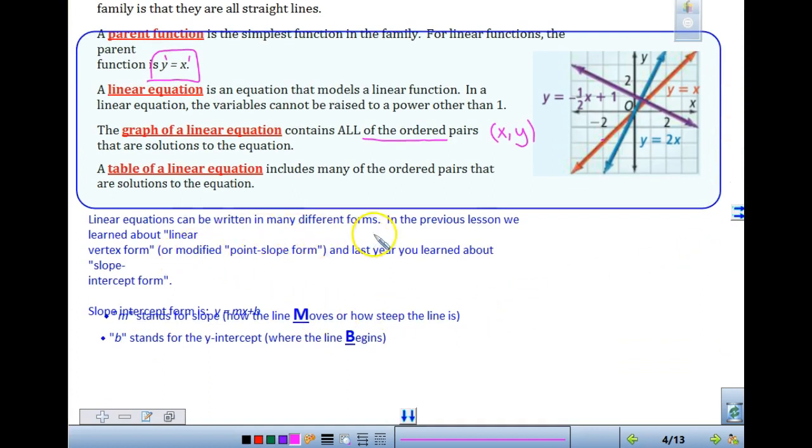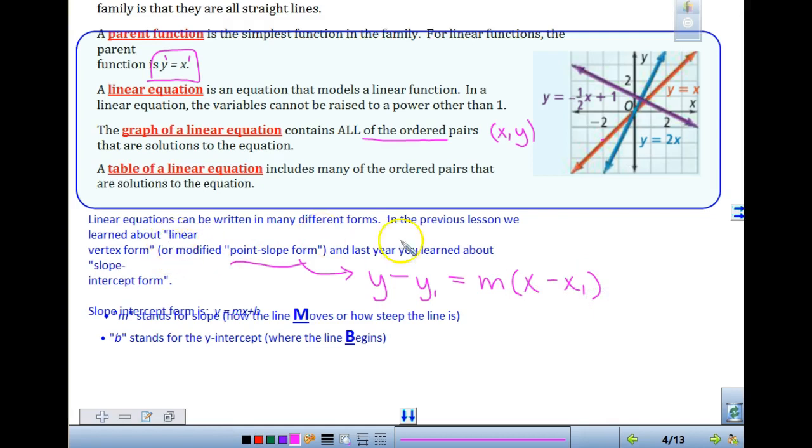It says linear equations can be written in many forms. In the previous lesson we did linear vertex form. I'm going to attach a Quizlet for you to take a look at. It's also known as the modified point slope form. So if you see point slope form, it's always going to be just a little different than the vertex form we did. You can see on the board up here, I wrote down point slope form. Point slope form is usually y minus y1 equals m times x minus x1.